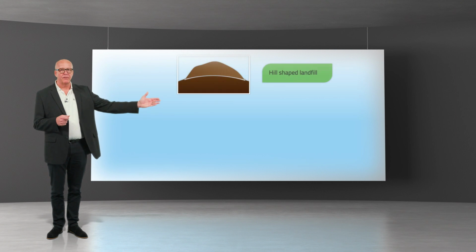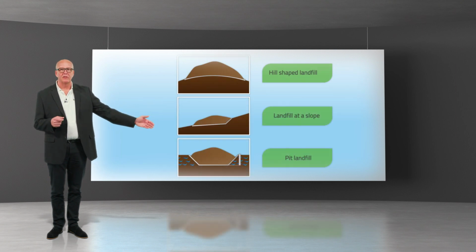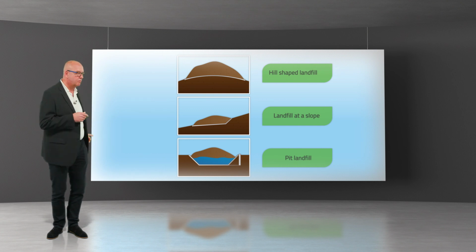The most common types of landfills we know are hill-shaped landfills, slope landfills, and pit landfills. There are two main issues in landfill design. First, the choice of sealing system, and second, the design of the leachate drainage system. The goal should be to drain the leachate by gravity without pumping. That means we have to avoid pit landfills.